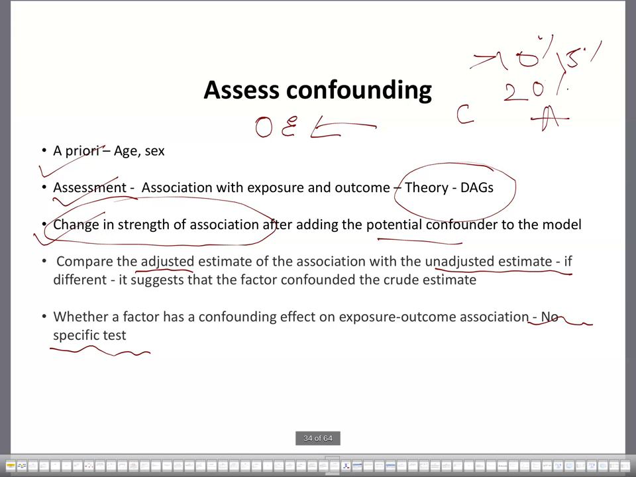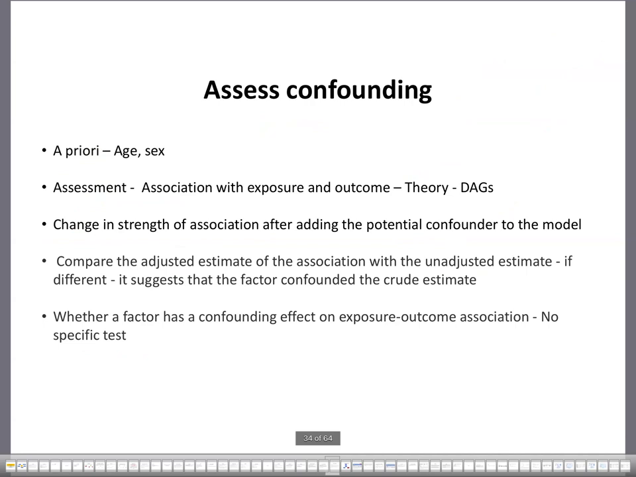So again, you see, there is nothing hard and fast or a rule as such, but in your methodology, you could say that this was the cutoff which you considered when you compared your adjusted and crude values, or when you added a variable into the model and your measure of effect changed by more than 20%, you could think that, okay, there is confounding. But the take home message is there is no specific statistical test to check for confounding or to help you decide whether confounding is present or not. So this is one thing which you should remember.